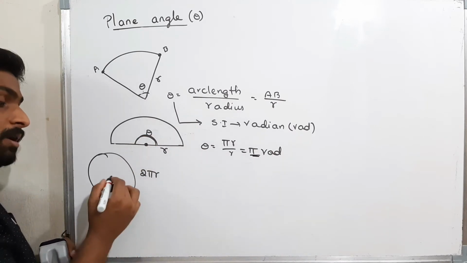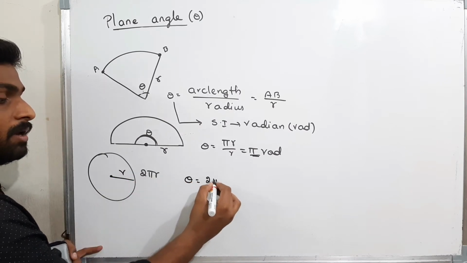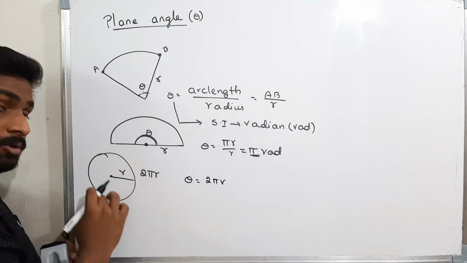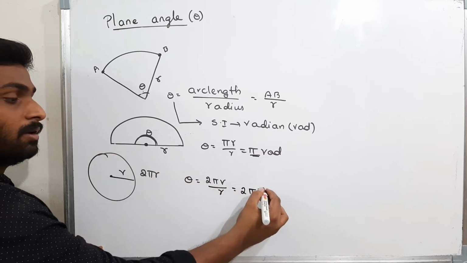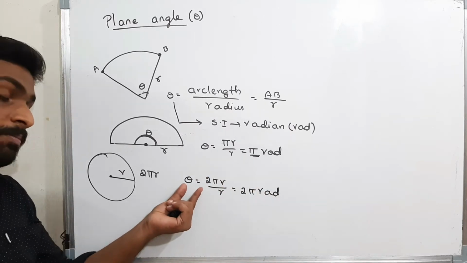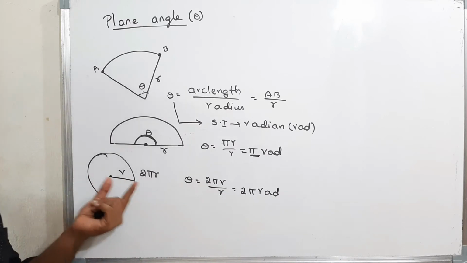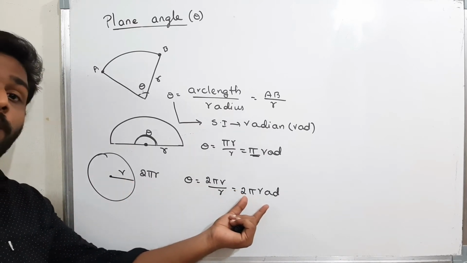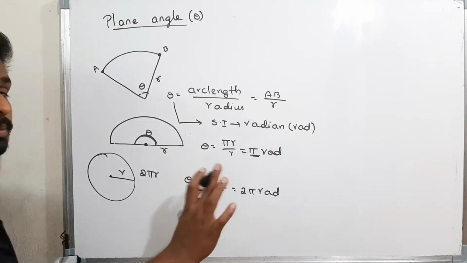Now, what is the angle made by the complete circle then? Theta is equal to arc length by radius. The arc length is the total circumference, 2 pi r, by radius. That is nothing but 2 pi radians. See here, the maximum plane angle is 2 pi radians. That is for a complete cycle. The angle can't be more than this. Plane angle can't be more than 2 pi.